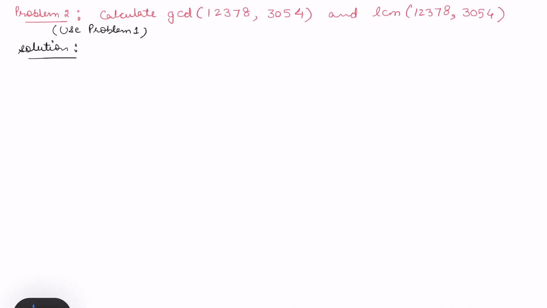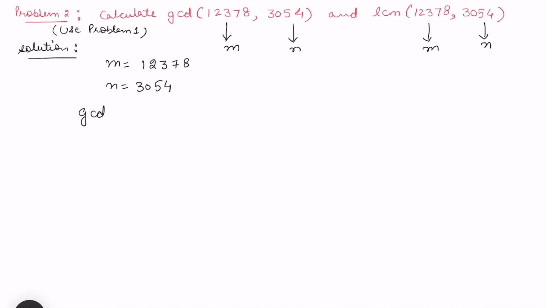Now in the second problem, what we want to do is calculate the GCD of this and LCM of this. Here I am going to use problem number 1, and let me call this m, and let me call this n. You see here, both quantities are exactly the same. So m is nothing but 12378, and here n is nothing but 3054. Now in the previous case, what we have just seen, we have considered the GCD of these two quantities, and we have also considered the LCM of these two quantities.